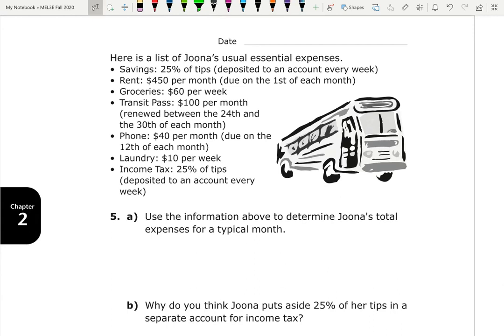Here is a list of Juna's usual essential expenses. Use the information above to determine Juna's total expenses for a typical month. Okay, so the first one says that she puts in savings 25% of her tips. Okay, and she deposits every week. So the question here is asking us how much she's spending in a month. So I'm going to have to multiply whatever amount 25% of her weekly tips are by 4 weeks.